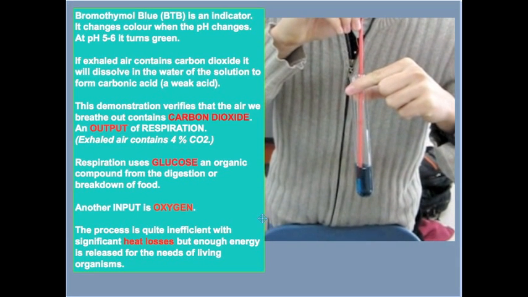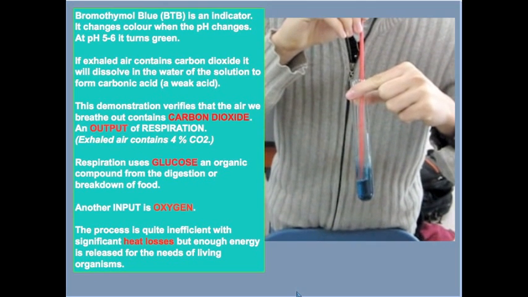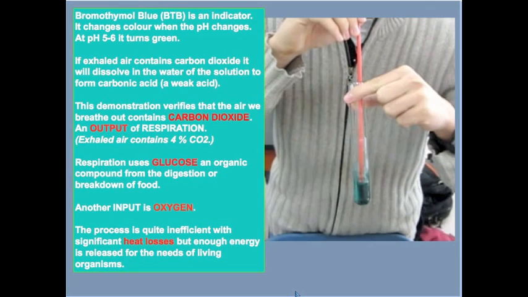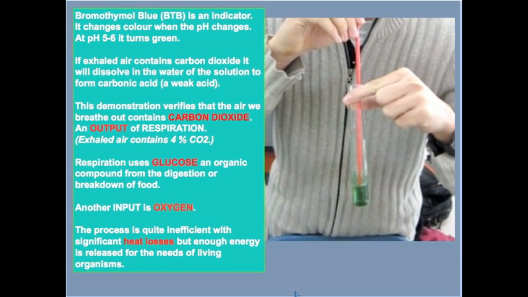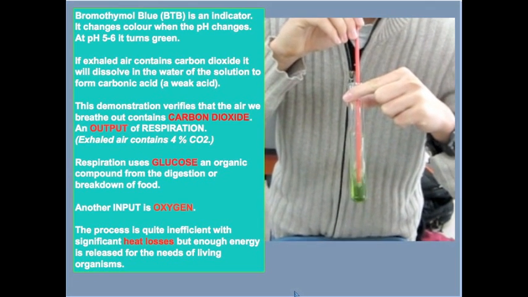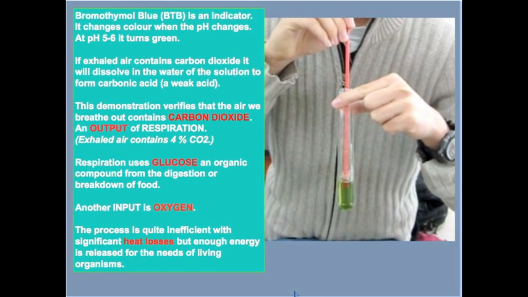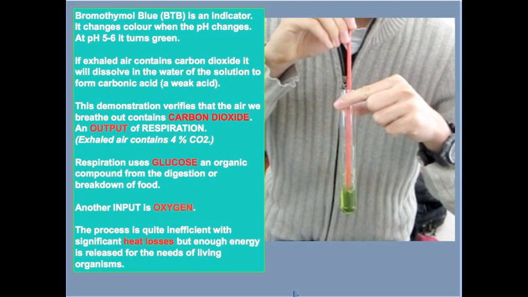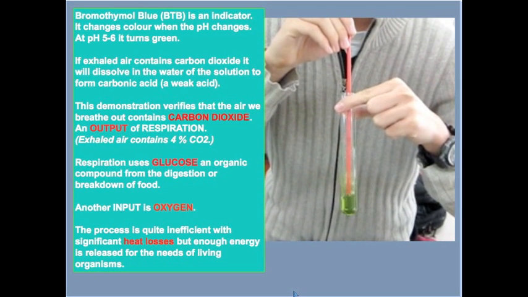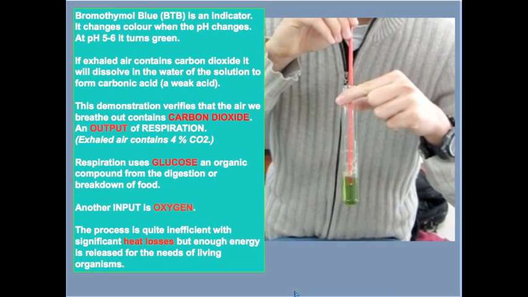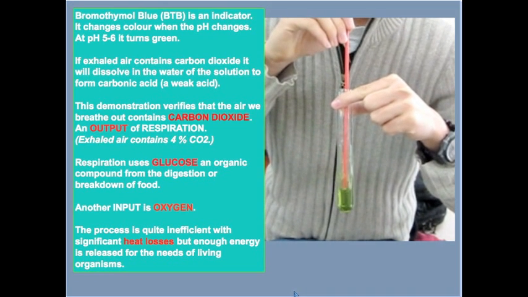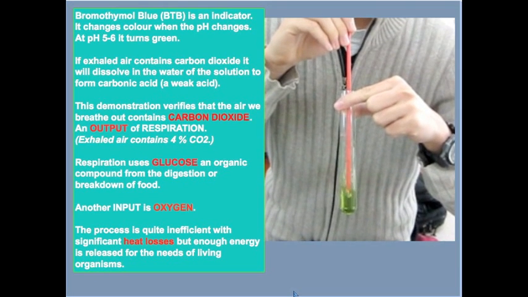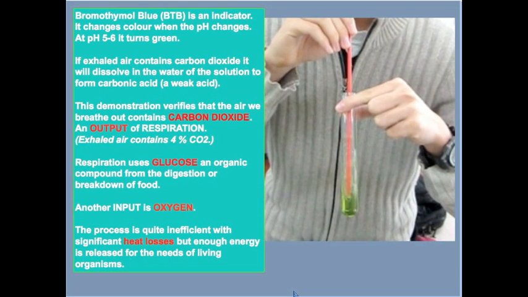And here we see a student exhaling into a test tube of bromothymol blue. And the blue color goes to green. The reason for that is because exhaled air contains carbon dioxide. Carbon dioxide is an output of respiration, and glucose and oxygen are inputs. So when we breathe out, about 4% of the air that we put out of our lungs contains carbon dioxide.